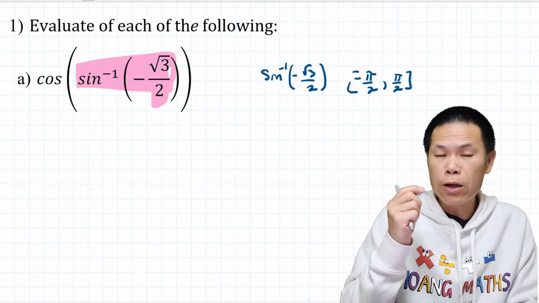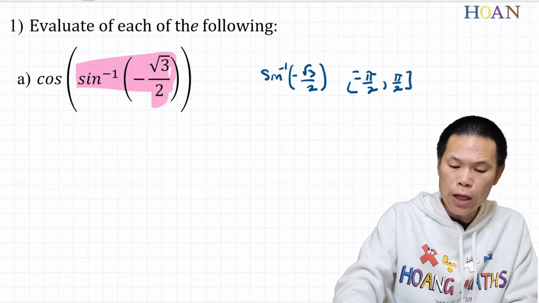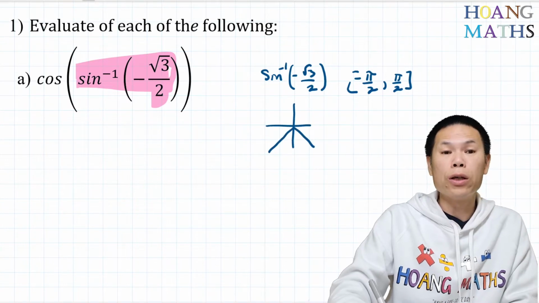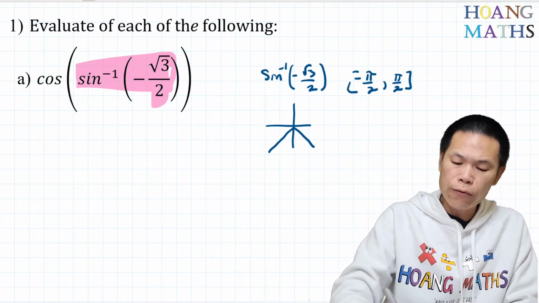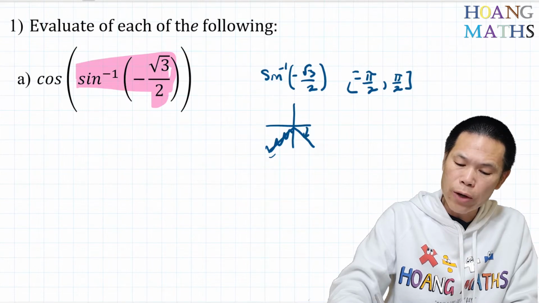And we want to work out inverse sine of negative root 3 over 2. Because it is negative for sine, it should be in the third and the fourth quadrant. But then the third quadrant is outside of the range of inverse sine, so therefore we ignore that. So this is the angle we're after.